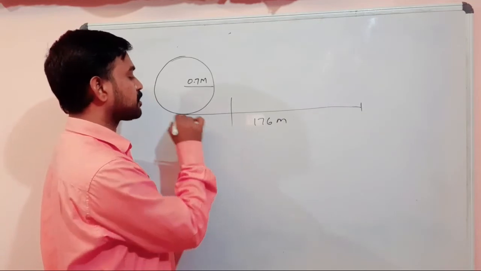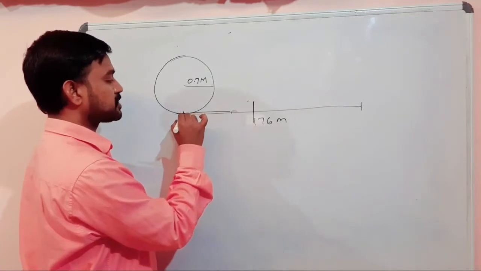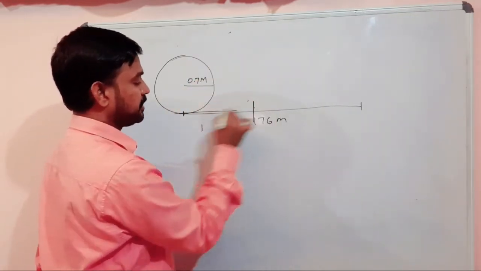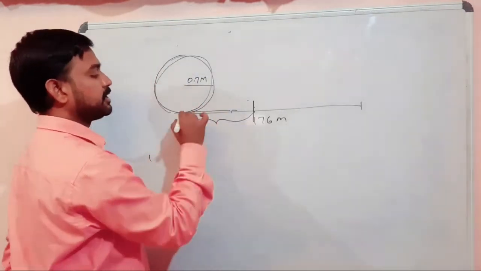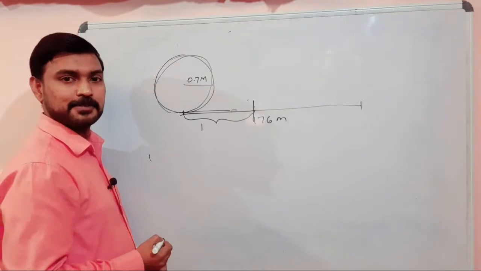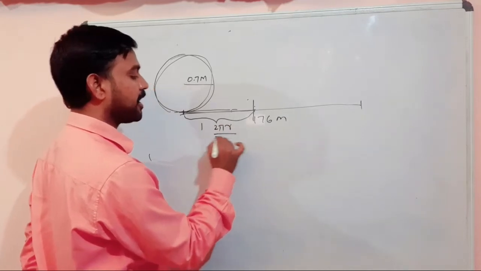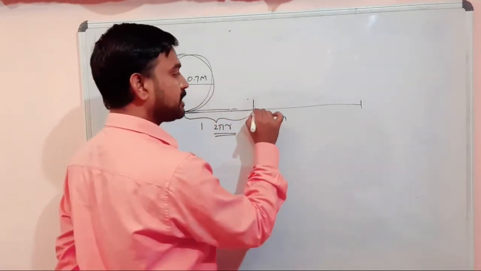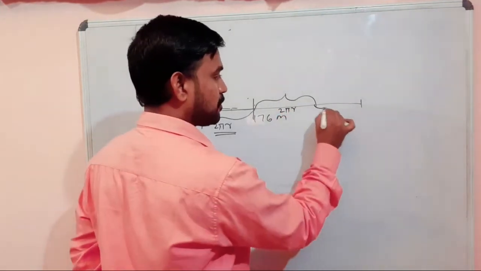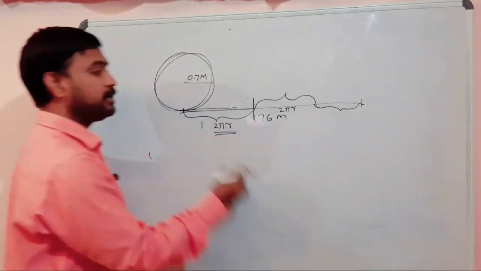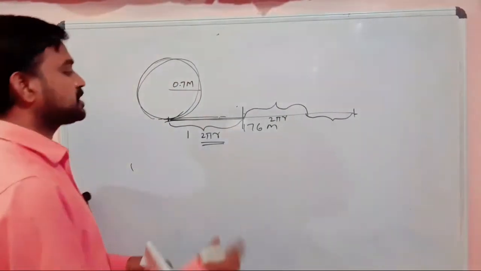Suppose the first time it rotates, it will complete its perimeter. One rotation means, suppose this is rolling, one revolution means it will complete one circumference. Am I correct? This length will be laid out on this line. So this is the one circumference. What is the circumference of a circle? 2 pi r. So one 2 pi r is here. The second revolution means the second circumference, again 2 pi r. Again 2 pi r, and so on. So how many 2 pi r are there? What is 2 pi r? Circumference. One revolution means one circumference.